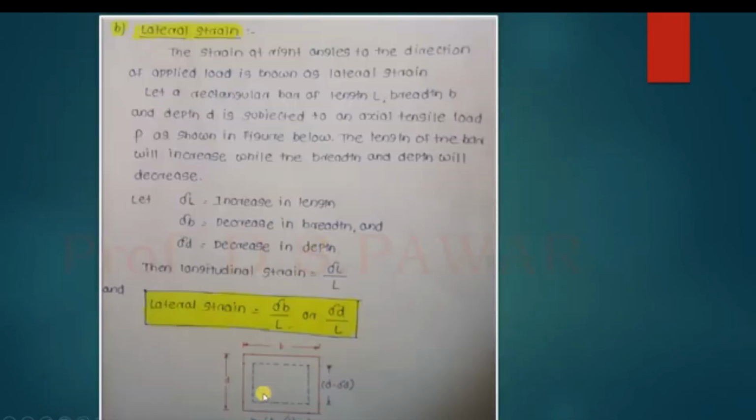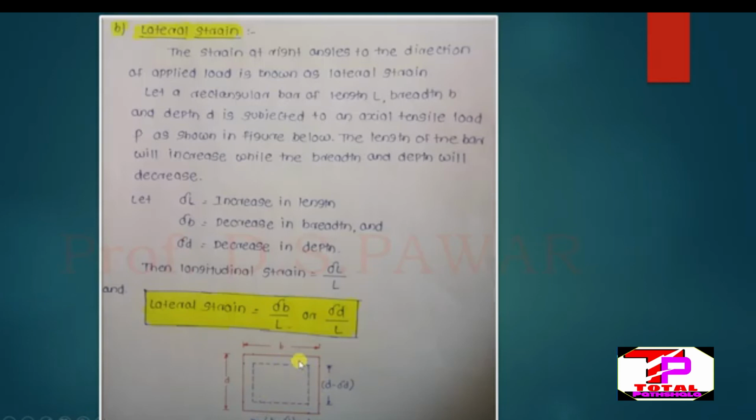So here in plan you can see this. If B and D are the original cross section of the bar, when the length increases, you can see this dotted line in plan or in cross section. So there is a decrease in the depth and width of the bar. I can write here total depth D minus the change in depth, that is the decrease in depth, and here also B minus the decrease in total width. So the length of the bar will increase while the breadth and depth will decrease.